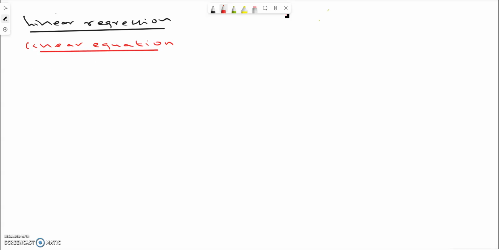Now, I wanted to take a simple equation from linear algebra, which is y is equal to 2x plus 3. This equation I can compare with y is equal to mx plus c. By comparing these two equations, I get m is equal to 2 and c is equal to 3.